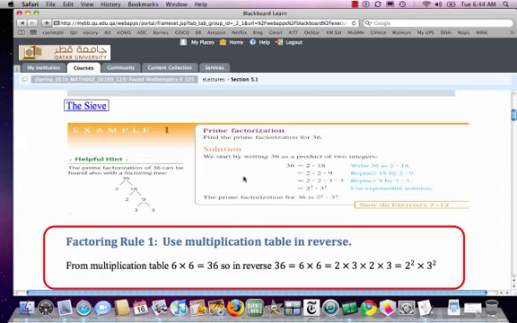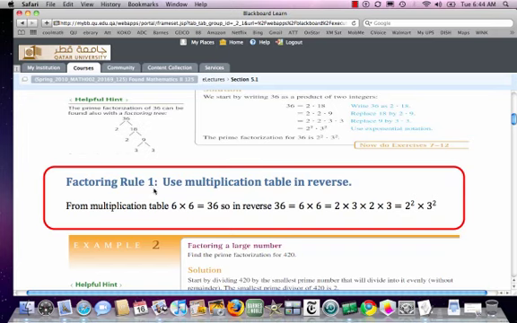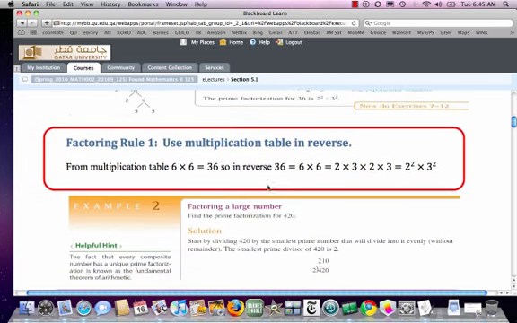Let's open it up. The book does it one way, by starting with dividing by 2, but I'll do it another way. I'll use factoring rule 1, which I call multiplication in reverse. That means you have to be good with the multiplication table. You have to have it in your head, otherwise factoring, which is the opposite of multiplying, will become very difficult. So practice. If you're not sure about your multiplication table, you need to practice with that. You should have done that in Math 1 though. So, multiplication table in reverse.